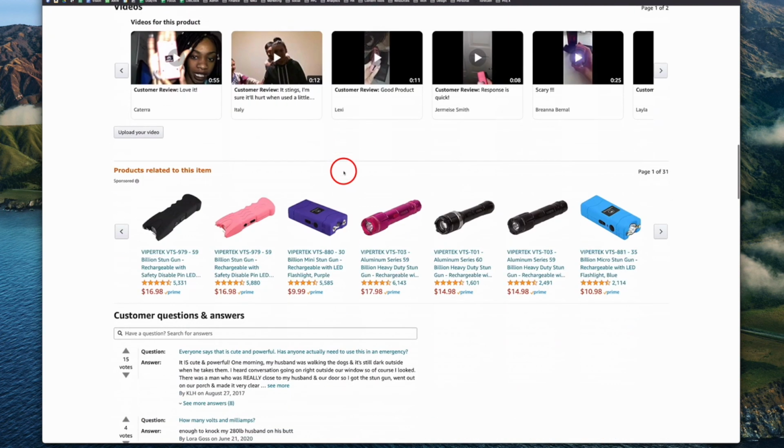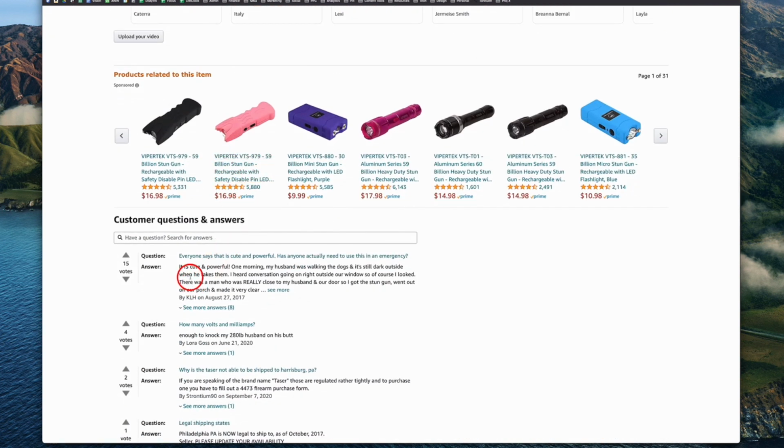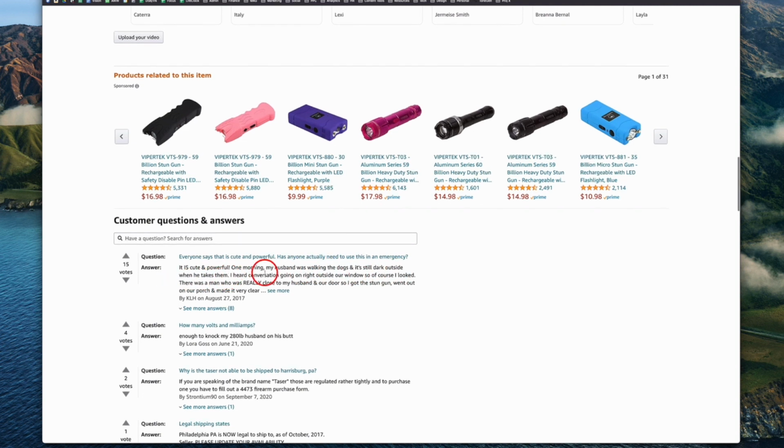Business makes money when it solves problems. Okay. It is cute and powerful. One morning, my husband was walking the dogs, and it's still dark outside when he takes them. I heard conversation right outside of our window, so of course I looked. There was a man who was really close to my husband and our door, so I got the stun gun, went out on the porch, and made it very clear. Okay. So this is an interesting twist. This is a woman helping her man out. Okay.